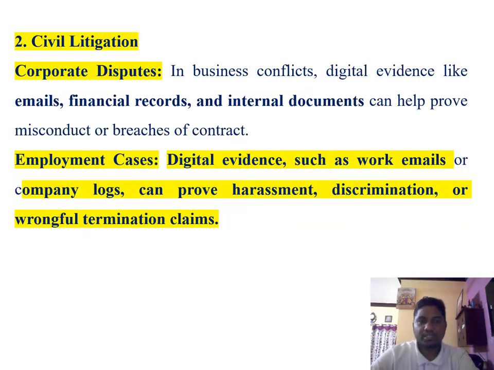Next, civil litigation. In corporate disputes and business conflicts, digital evidence like emails, financial records and internal documents can help prove misconduct or breach of contract. Next is employment cases, where digital evidence such as work emails or company logs can prove harassment, discrimination or wrongful termination claims.